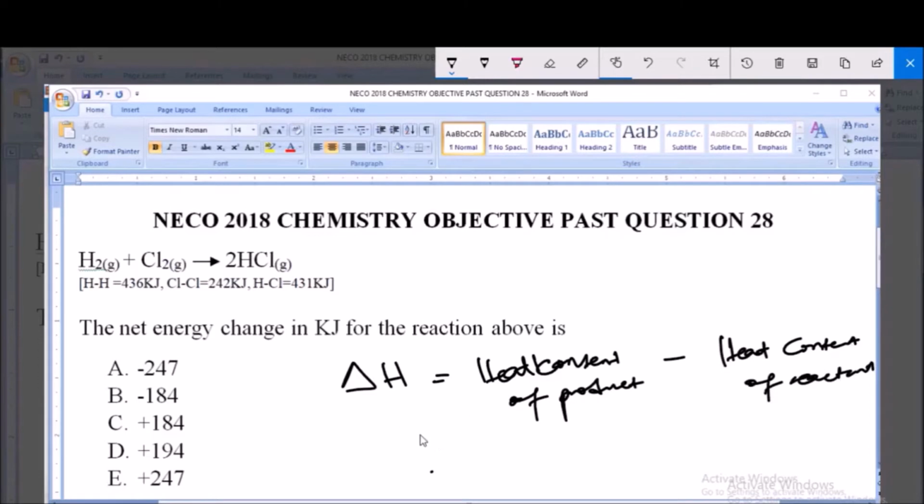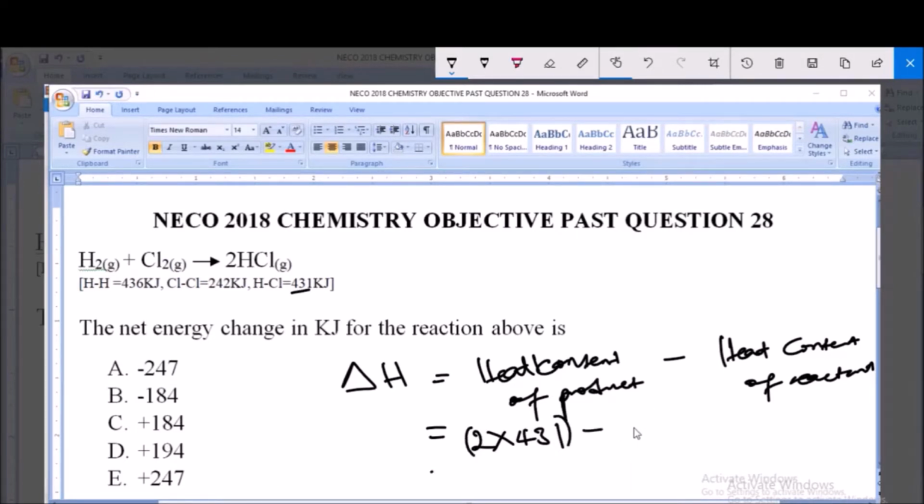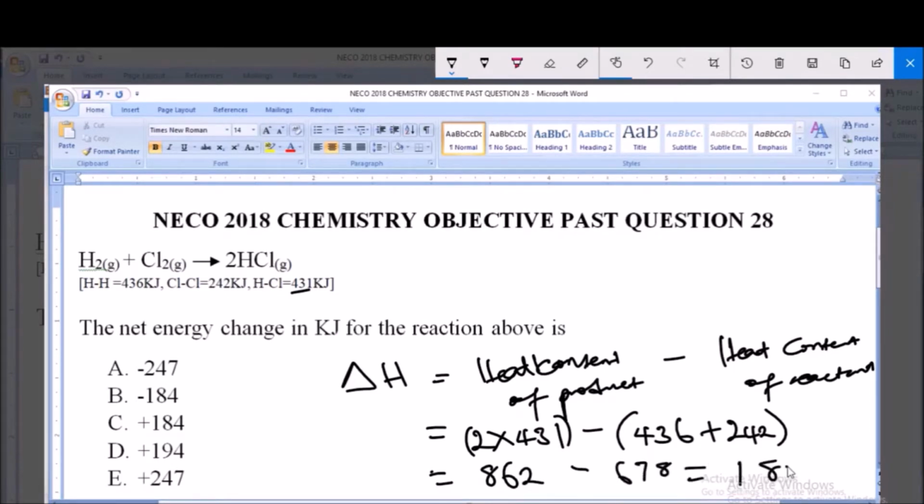And now the heat content of the product here is given to us as 431 kilojoules, but because 2 moles of this product is produced, the heat content will be 2 multiplied by 431, because it's 2 moles of HCl. Then subtracting the heat content of the reactants, which are 436 for the hydrogen and 242 for the chlorine. So we have 862 minus 678, and this equals 184 kilojoules.